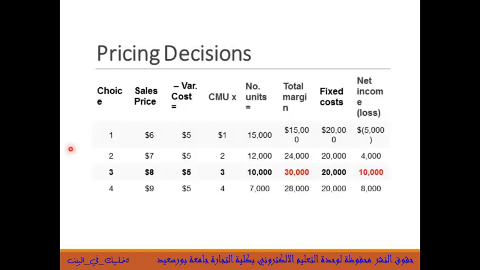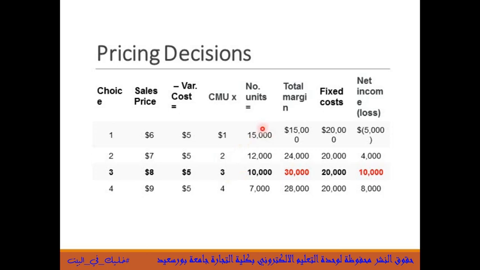So selling price per unit and sales volume are the relevant amounts for pricing decisions. We have four options, either to sell the product at $6, $7, $8, or $9. Variable cost per unit will be the same under each option. It will be $5. Contribution margin per unit is the difference between selling price per unit and variable cost per unit. It will be different under each option. It will be either $1, $2, $3, or $4.